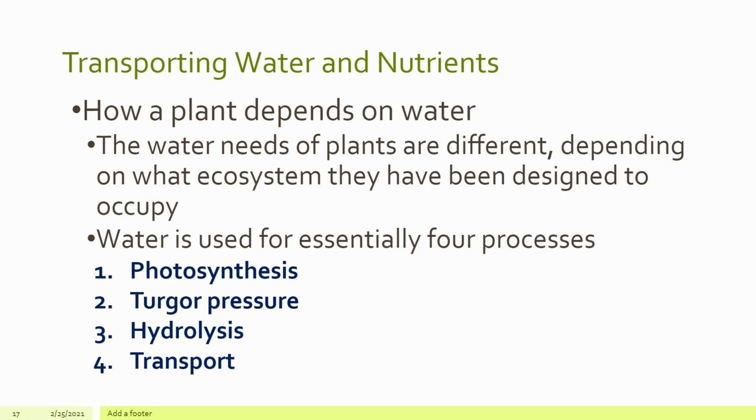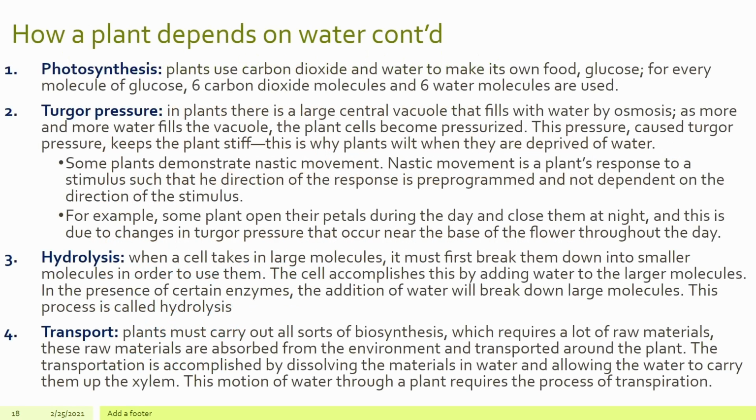Let's not forget that we mostly rely on vascular bundles to transport water and nutrients, and a plant depends on water and the dissolved nutrients. But the water needs of plants are definitely different depending on what ecosystem they have been designed to occupy. Water is used for various processes, but four are essential: photosynthesis, development of turgor pressure, hydrolysis, and transport.